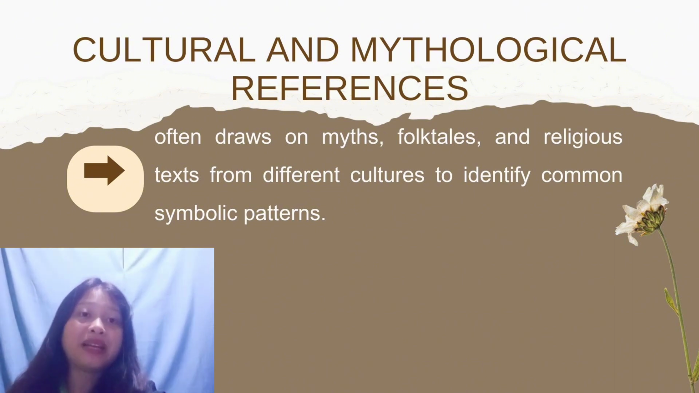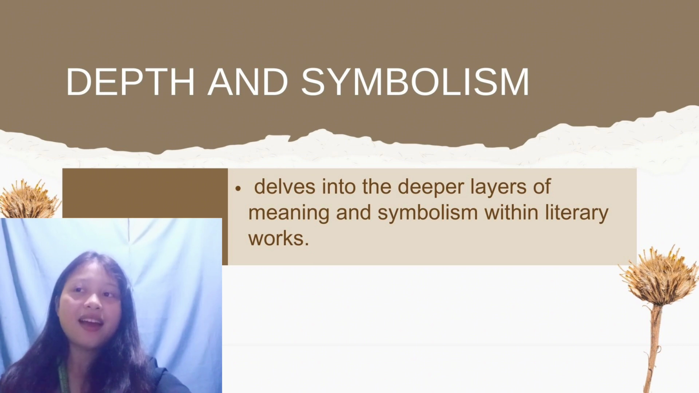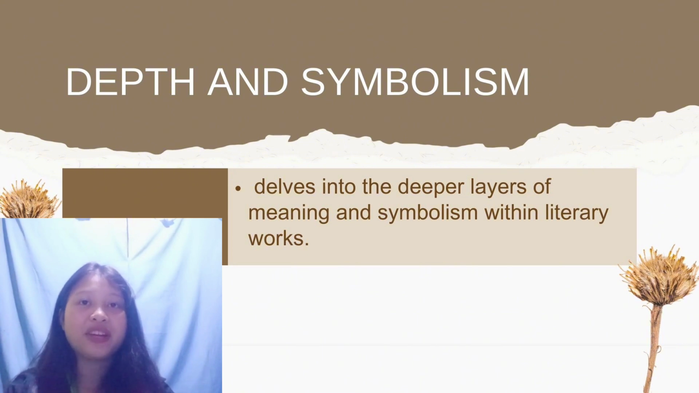Archetypal theory looks for patterns in stories from different cultures to understand how they reflect human experiences. By studying myths, folktales, and religious texts, we can find common symbols and themes that connect us all. Number 5 is depth and symbolism. Archetypal theory looks for hidden meanings and symbols in literature. It explores the deeper layers of significance that archetypal elements bring to a text. Through this as well, we can understand the deeper meanings in the story.